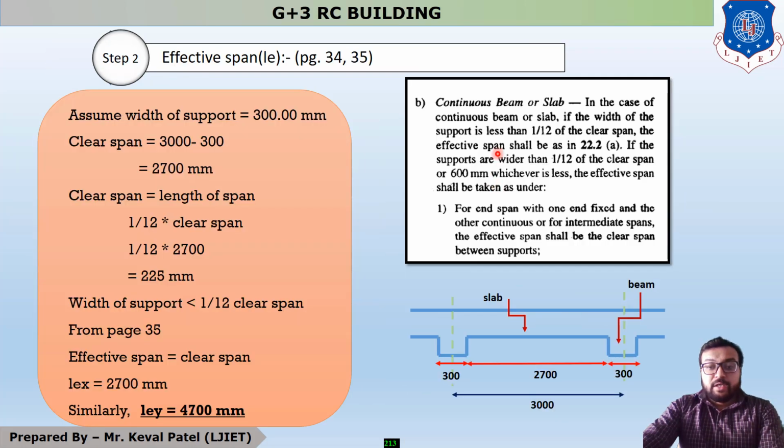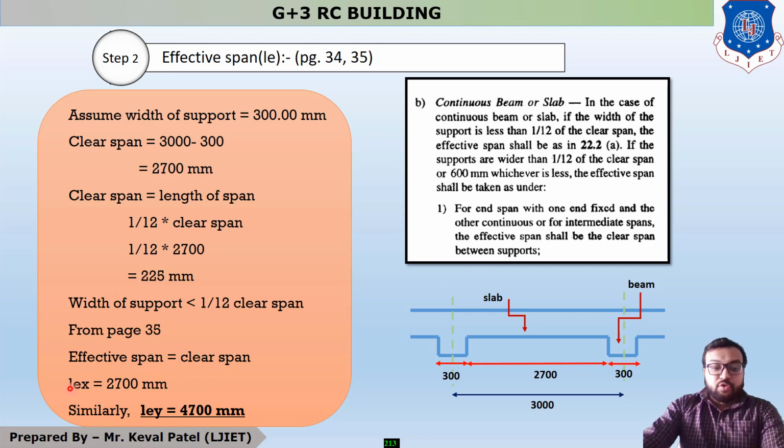So you can see that for the end span, one end is fixed. It means your left support is fixed and the other is continuous, and your right support is continuous, because in the last lecture you can see that your reinforcement in x direction is discontinuous on this edge and continuous on this edge. For that case, your effective span shall be the clear span between supports. It means your effective span is equal to clear span.